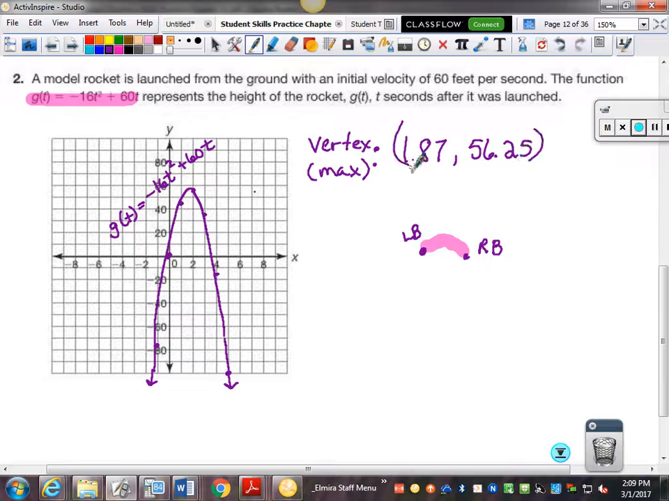That is the vertex, and we did not have to approximate that at all. Okay, but we can see that 1.87 is pretty close to 2. And 56.25, yep, that seems pretty close. Okay, the next thing it wants are the x-intercepts or the zeros.